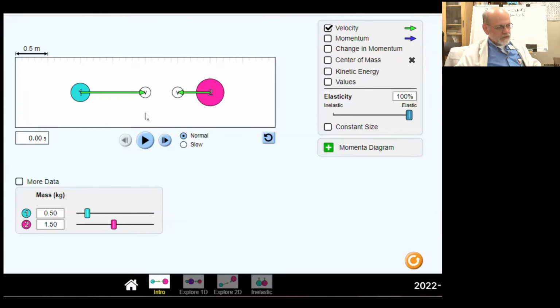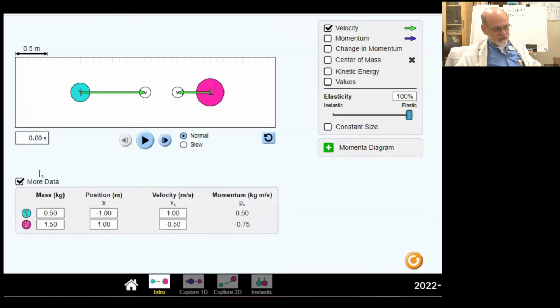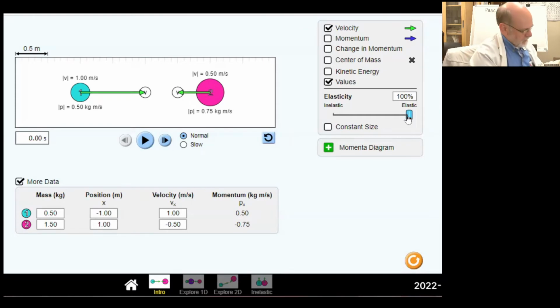What you want to do is first click on this more data. There you go. Now you can see the conditions that you can set yourself. It may also be helpful to click on this one that says values. That gives you a little more information. Be sure that this slider is set far to the right, 100% elastic. So there are 4 experiments in this table, and we're going to set up the first one.